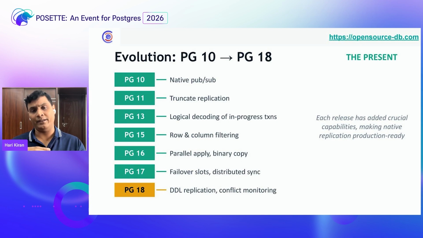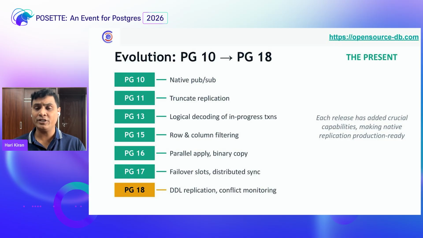Now, PG13 was important because it introduced logical decoding of in-progress transactions, right? Before that, with very large transactions, we are aware that some applications perform large transactions that would only be decoded after the commit, which means there is a million records being processed on the source side, and you could only start decoding them and sending across to the logical replica after the commit, which could cause massive lag spikes, right?